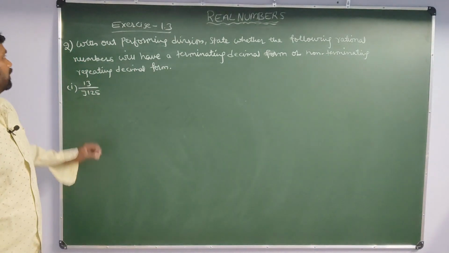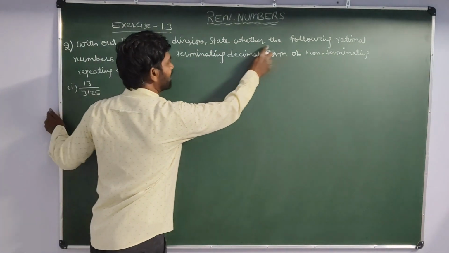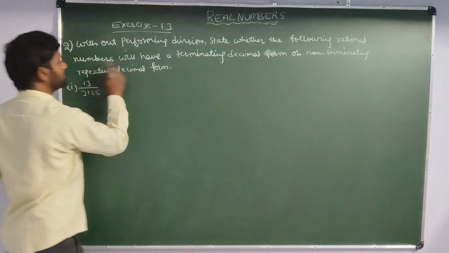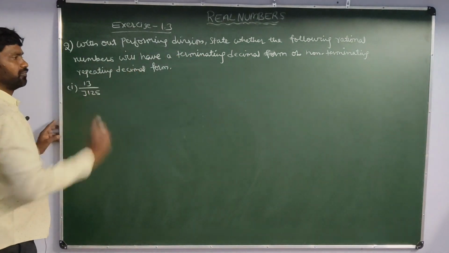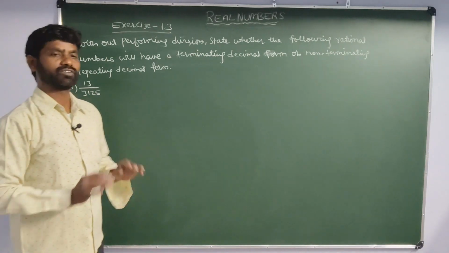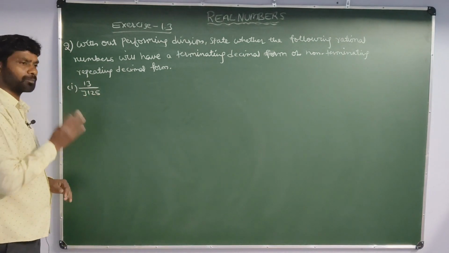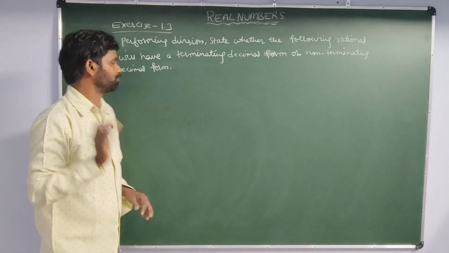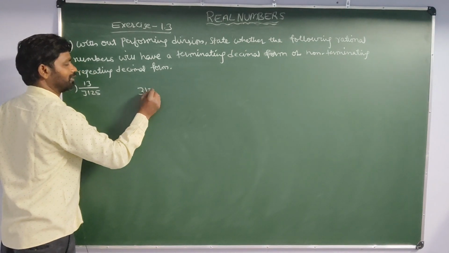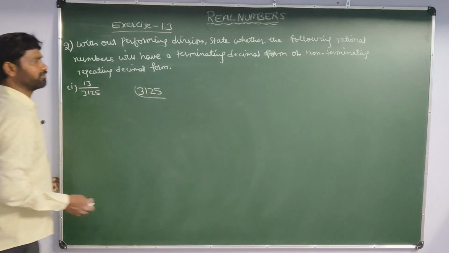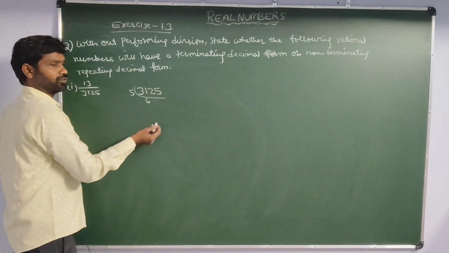Okay, next question, students. Without performing the division, state whether the following rational numbers will have a terminating decimal form or non-terminating decimal form. So without using actual division, we have to say whether it is a terminating decimal or non-terminating decimal. It's very simple. Take the denominator. What is the denominator? That is 3125. Take the prime factors of this denominator.